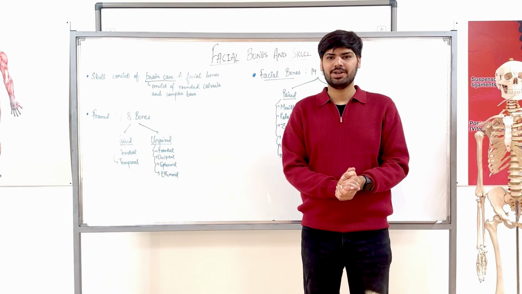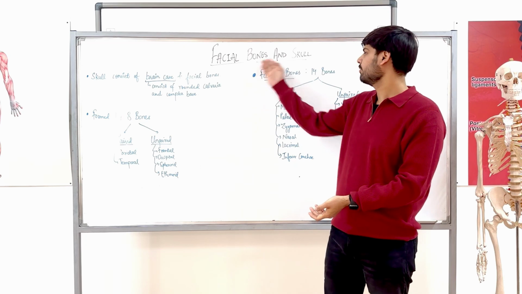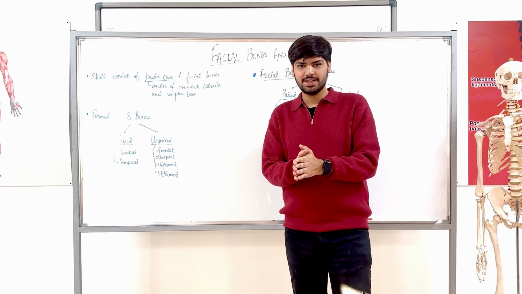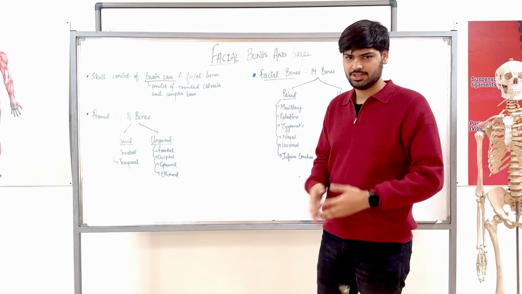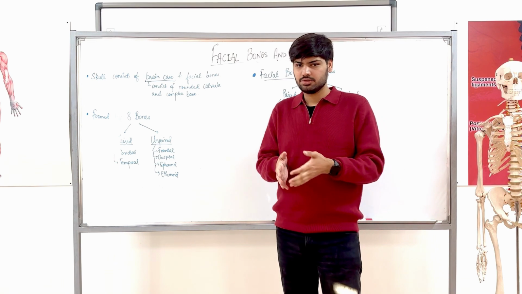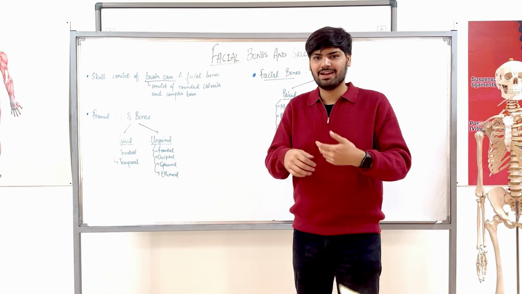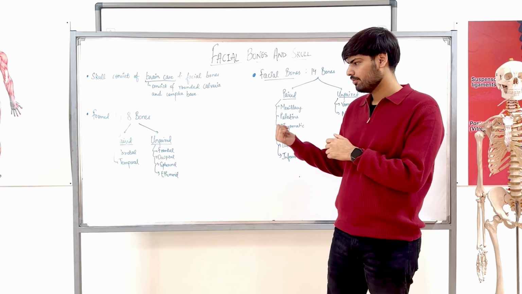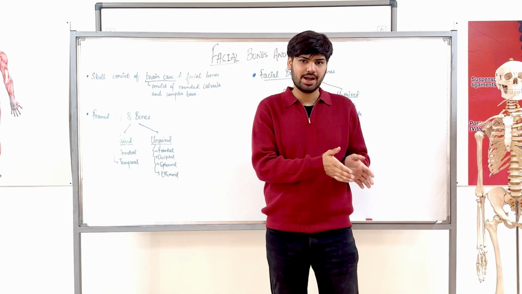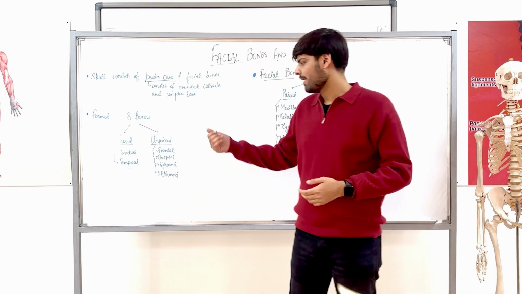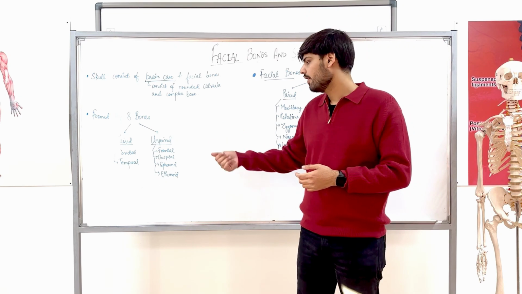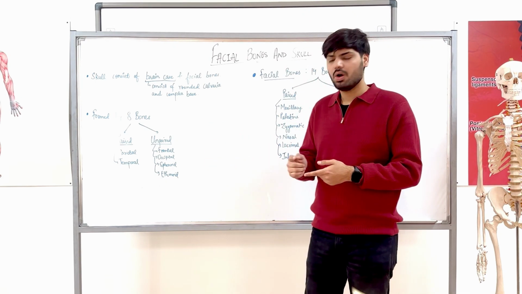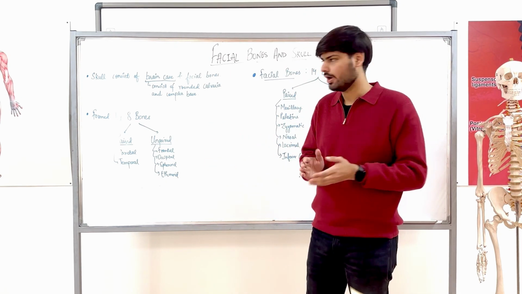So today we will be discussing the osteology of the facial bones and the skull. So basically, the skull consists of the brain case and the facial bones. What is the brain case? The brain case consists of a rounded calvaria and a complex base. Now the skull is formed by 8 bones. Some of them are paired and some of them are unpaired. The paired are the parietal and the temporal, whereas the unpaired are frontal, occipital, sphenoid and the ethmoid.